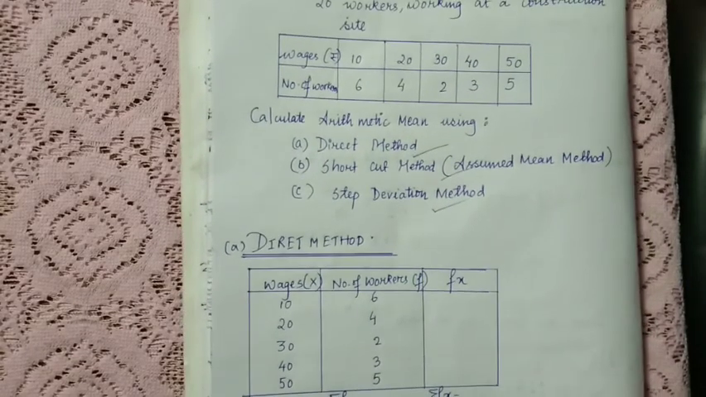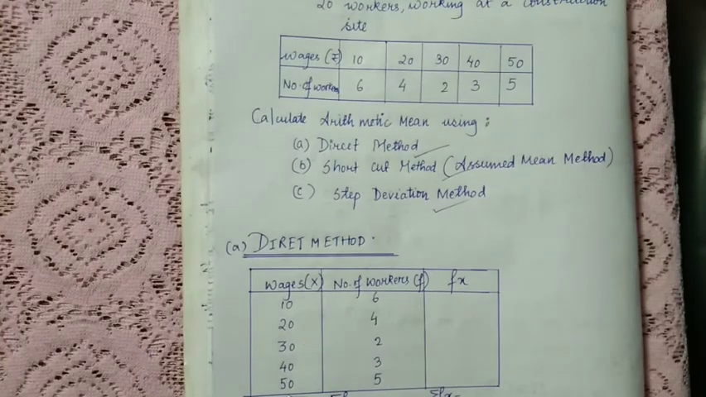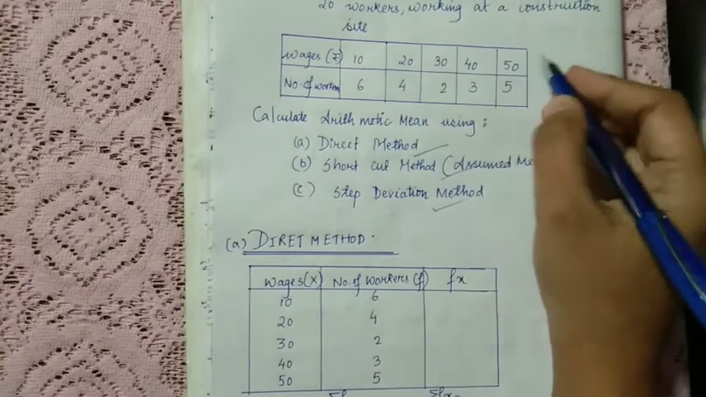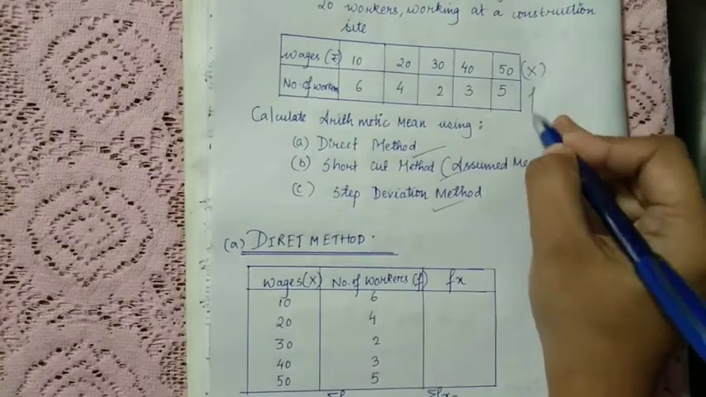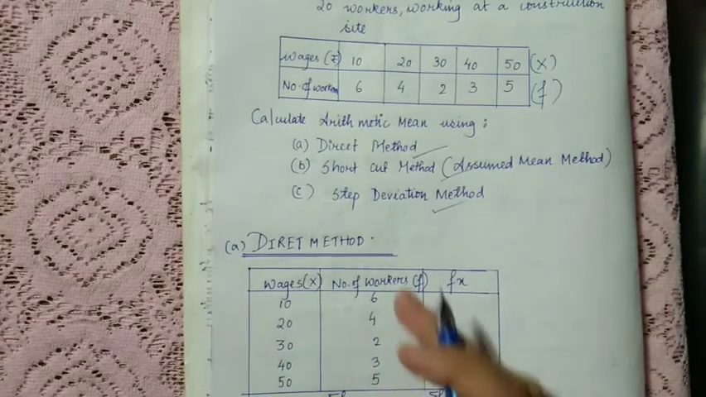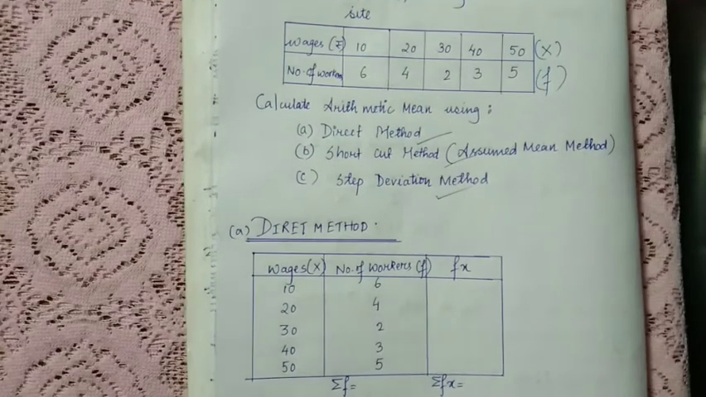In this question, first we'll make the chart and note down the wages. The wages are 10, 20, 30, 40, 50. These are x values. This is the x value and this is f, the frequency. We will note down the wages here, and the frequency, that is the number of workers. Now we will find out fx.